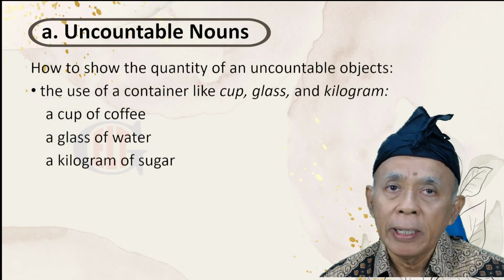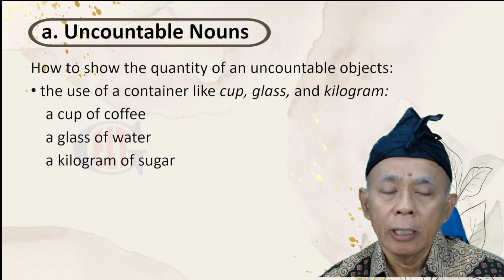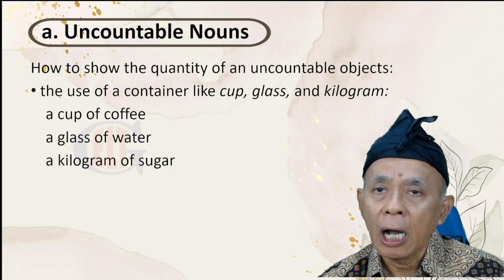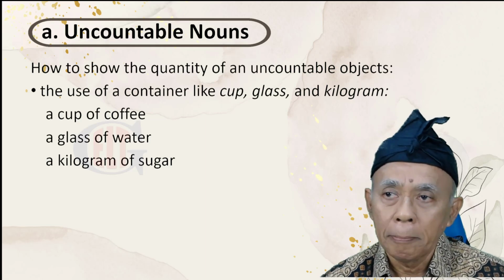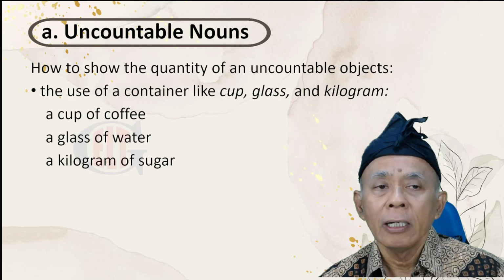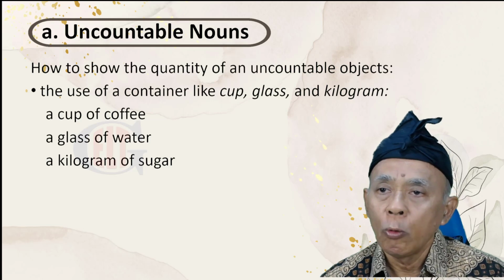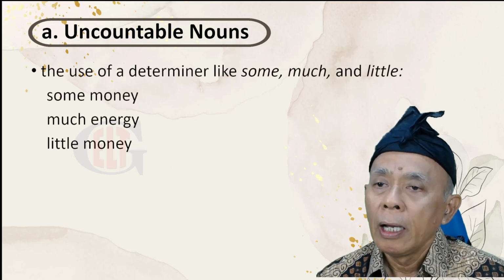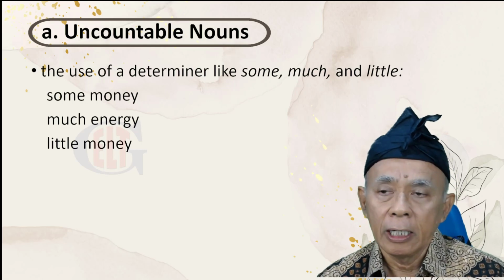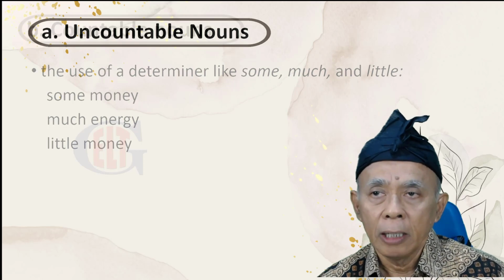Although uncountable nouns cannot be counted, we can still show the quantity. For that purpose, we use a container like a cup, glass, or kilogram. So we can say a cup of coffee, a glass of water, a kilogram of sugar to show the quantity of coffee, water, and sugar. And then we also use a determiner like some, much, and a little. We can say some money, much energy, and little money.